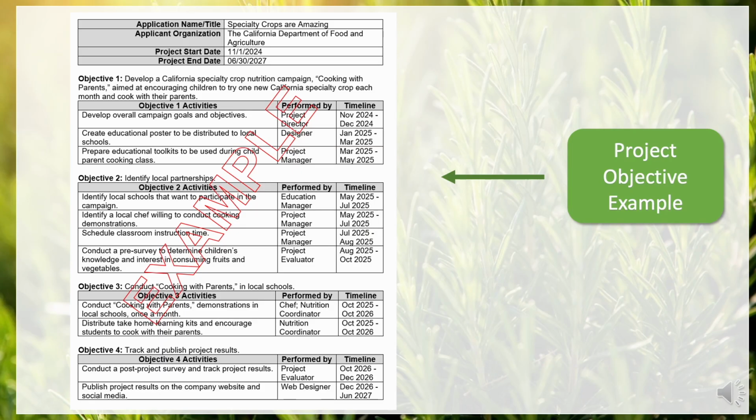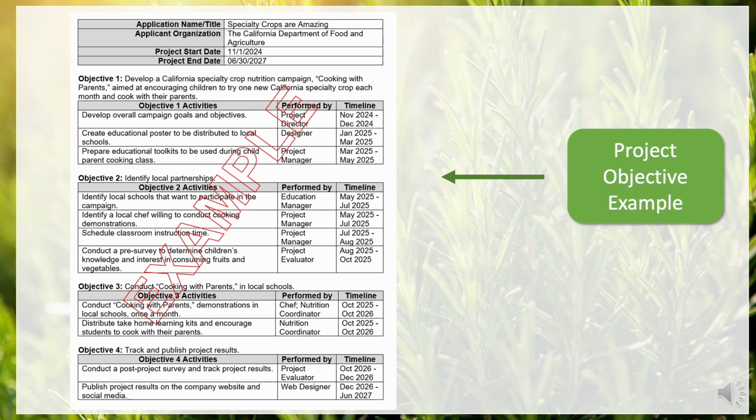This is an example of the project objectives and work plan template. At the top of the document are the application name or title, the applicant organization, the project start date, and the project end date. For the project start date and project end date, please use the date that the project activities will begin and end as listed within the timeline. The project start and end dates may be changed to expand upon or shorten the length of the project from the concept proposal phase.